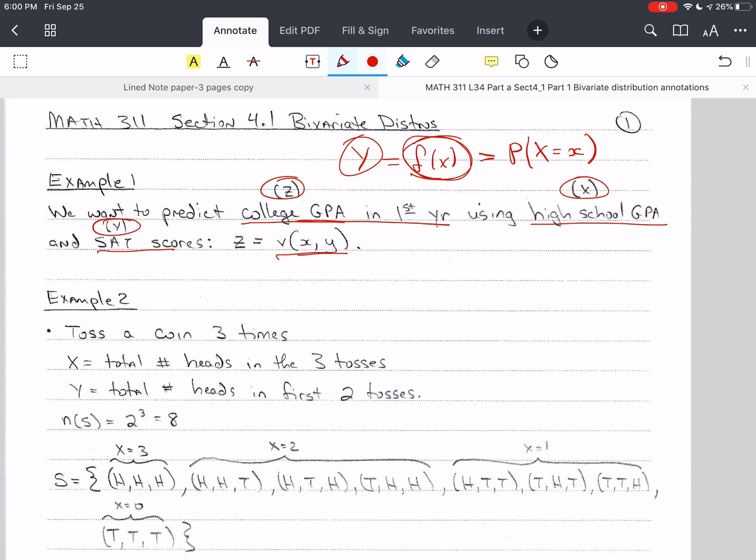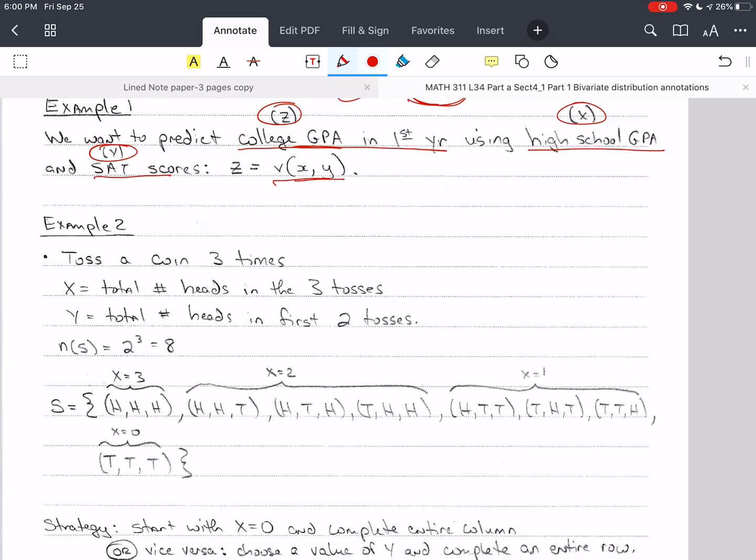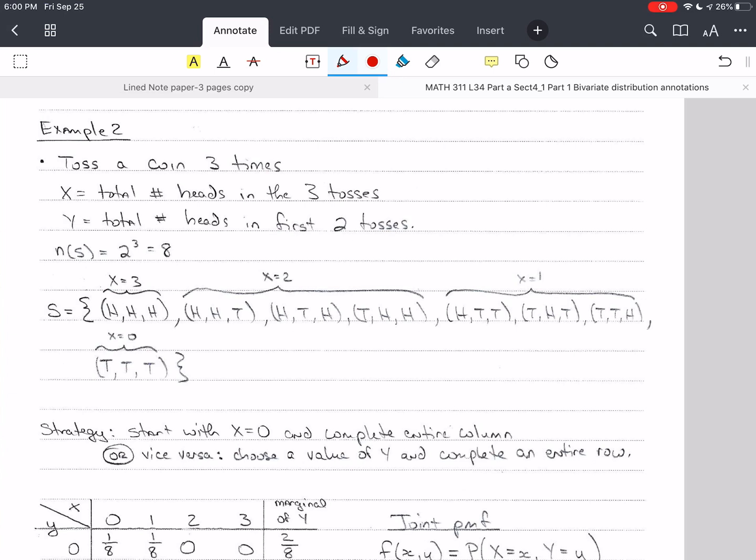So let's look at an example, and this is one of the easiest ways to understand the bivariate PMF, the joint distribution of x and y. So we're going to toss a coin 3 times. X is going to be the number of heads in the 3 tosses. Y is the number of heads in only the first 2 tosses. If I want to know how many outcomes are in my sample space, I take the number of possible outcomes in each trial, which is 2, heads or tails, and raise it to the power of how many trials we repeat, which is 3, and that gives me that there are 8.